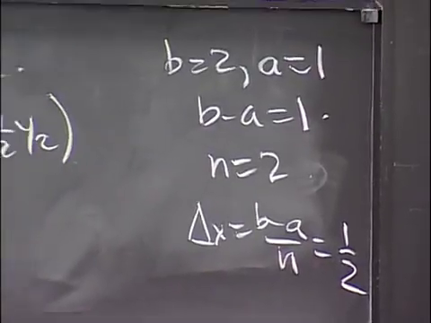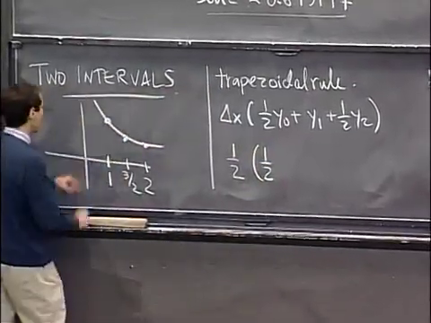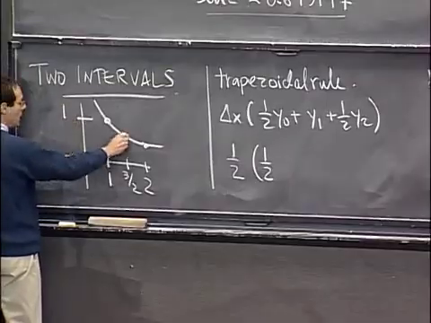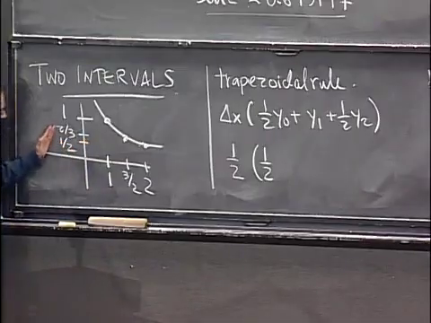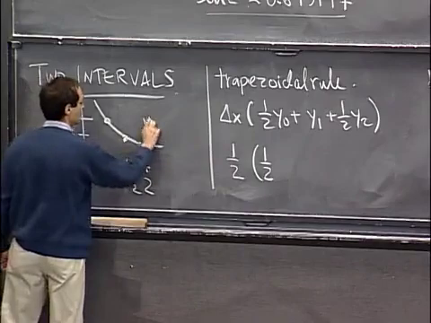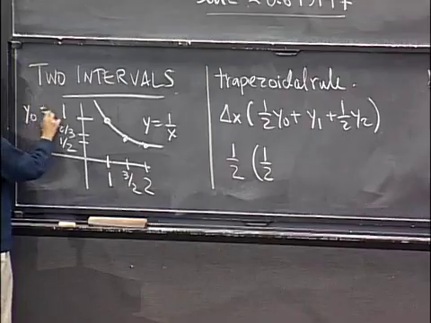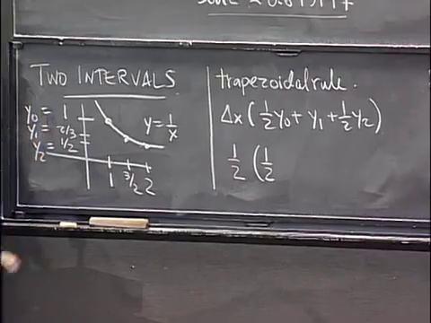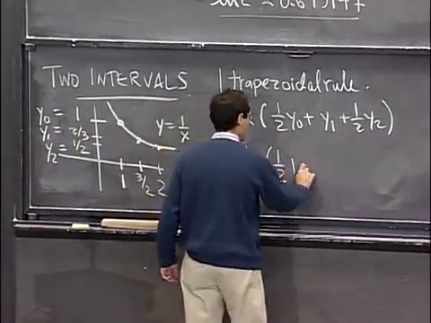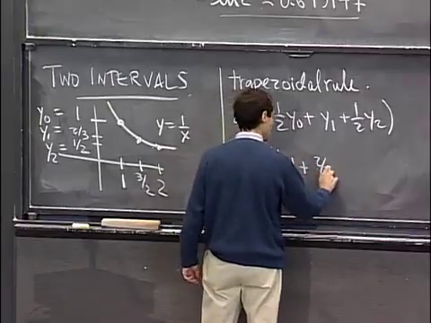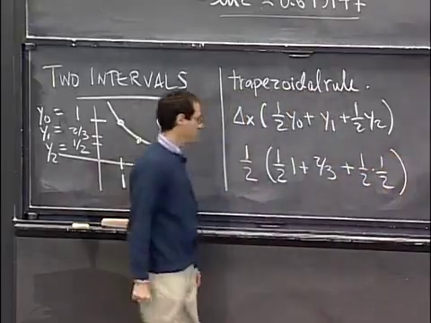So here's what we get, and let's just see what this number is. It's a half of the value here. Let's just check what these values are. This value is 1. This value over here is 2/3, and the last value is a half, because the function, of course, was y equals 1 over x. Those were the 3 values that we have. So this one is y0, this one is y1, and this one is y2. Now here we have a half times 1 plus 2/3 plus a half times a half.